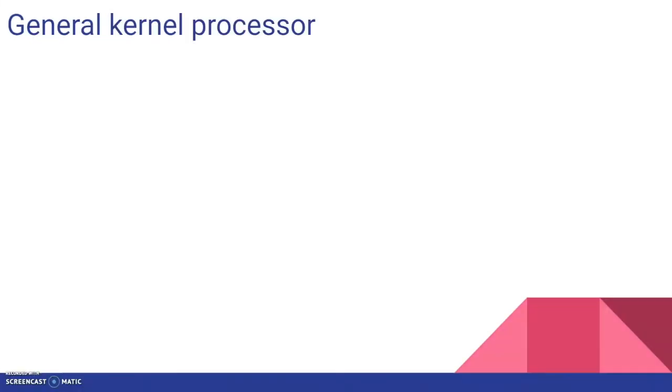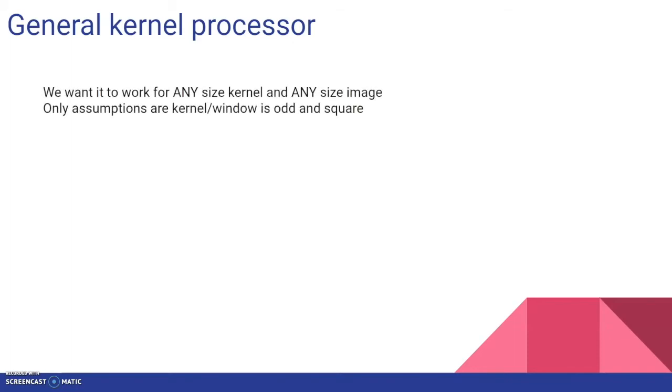So for our next two operations, noise reduction and edge detection, we're essentially doing the same thing. We're taking a kernel and running the image through it to process it. So while we could write separate functions for each of these, it would be nice if we could just have one general kernel processing function. And that can work for any size kernel and any size image, with the only assumption being that the window or kernel is odd and square, so that we can have that central element.